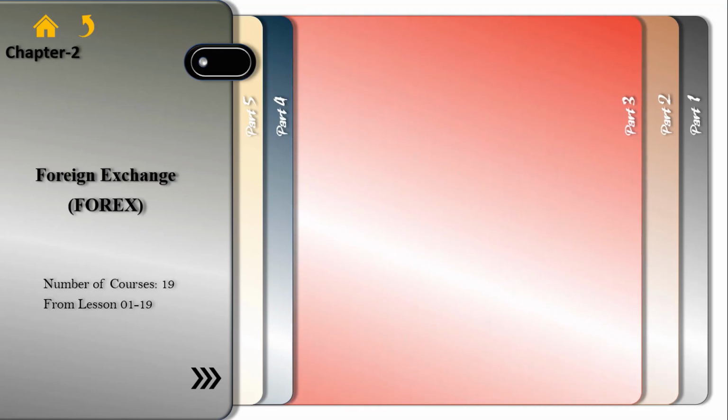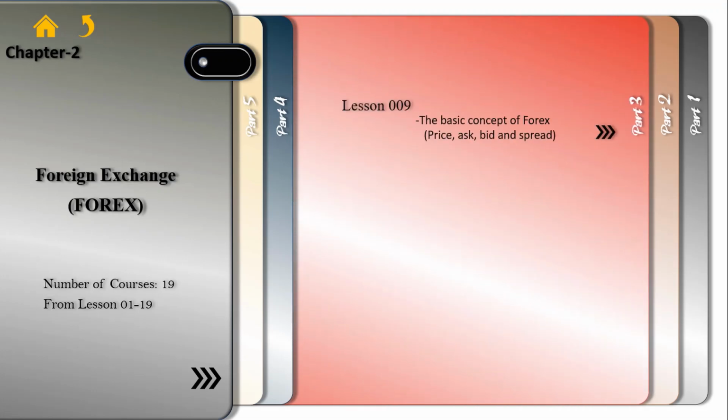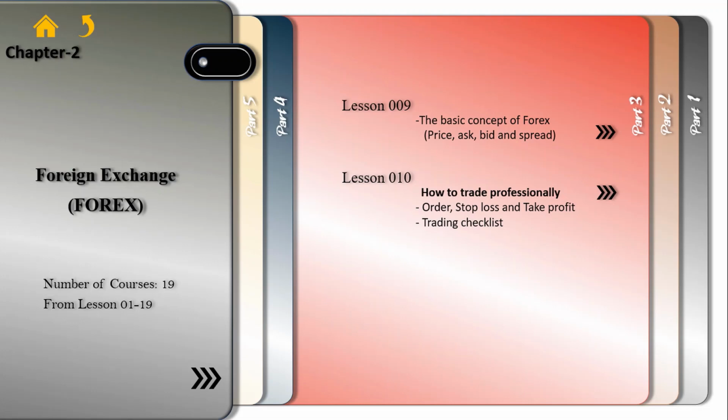Part 3, in which we taught lesson 9, the basic concept of Forex price: ask, bid and spread. Lesson 10, which is our today lesson, is about how to trade professionally, and we'll teach you how to place orders, stop loss and take profit properly and professionally, and also how to apply a trading checklist in your trading. This is very important, and today we'll teach you how to apply a very famous trading checklist that every professional trader applies before they place any order.